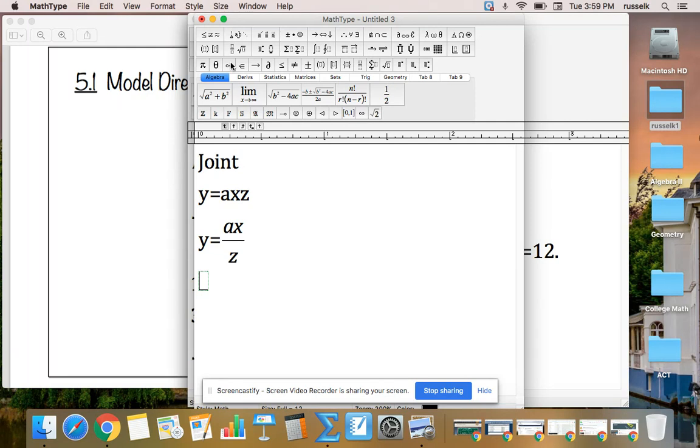Or it could be two inverse problems, y equals a divided by x times z. Whatever they say it's inversely related to goes on the bottom. If they don't mention specifically any inverses, then you use all direct, so it'll be all multiplication.